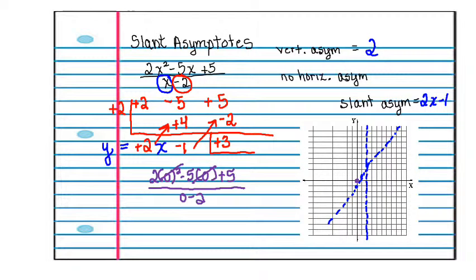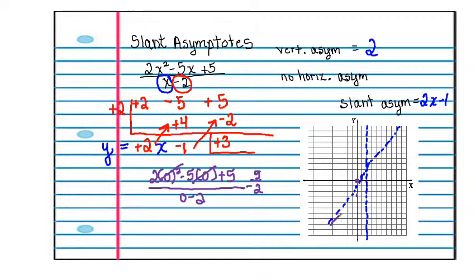This is going to be 0. So this is just going to be 5 over negative 2, or negative 2.5. So 0 and negative 2.5. So down here, negative 2.5.